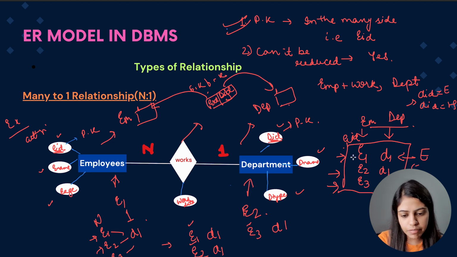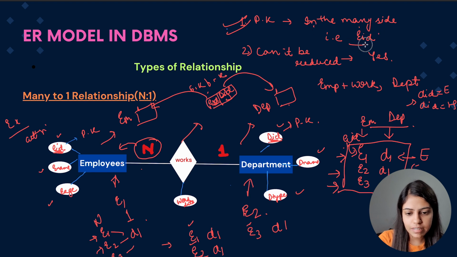So what we do is we make this EID the primary key. Also, you can remember it in such a way that whenever there is a many relationship on whichever side, that entity's primary key is the primary key in the final table. So basically the many side is always having the primary key. So in the many side, that is EID.